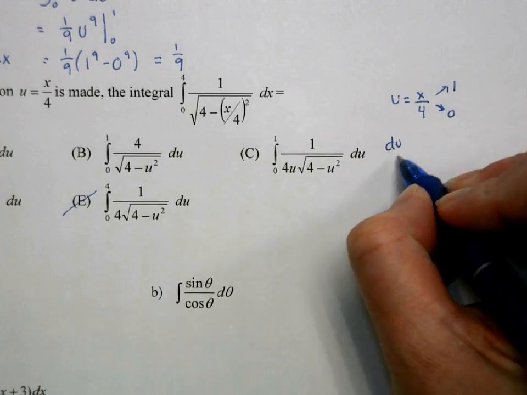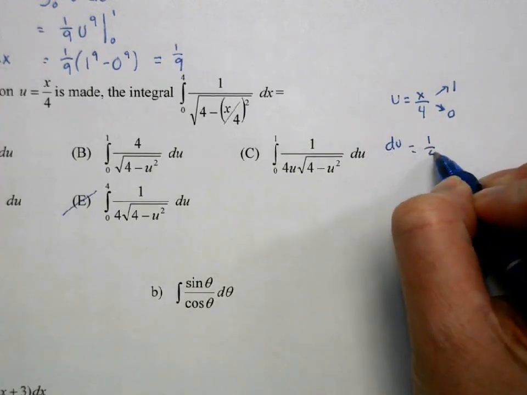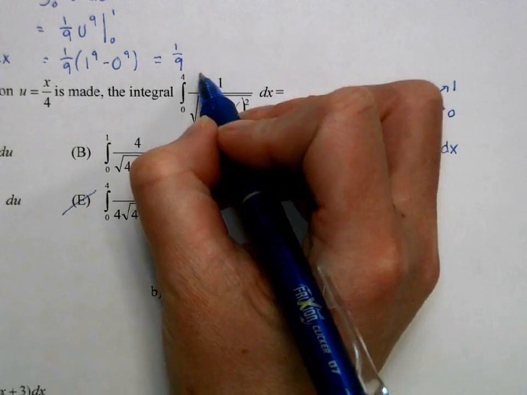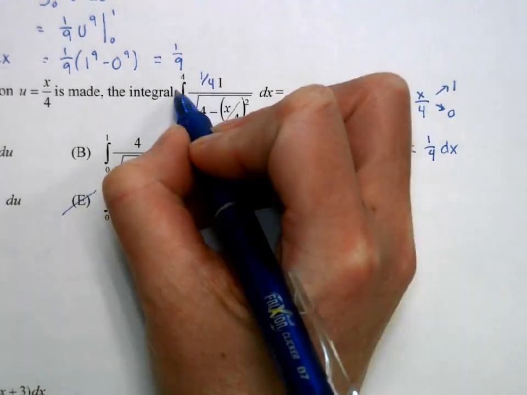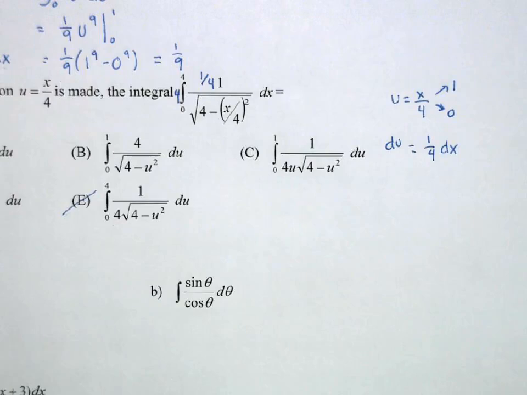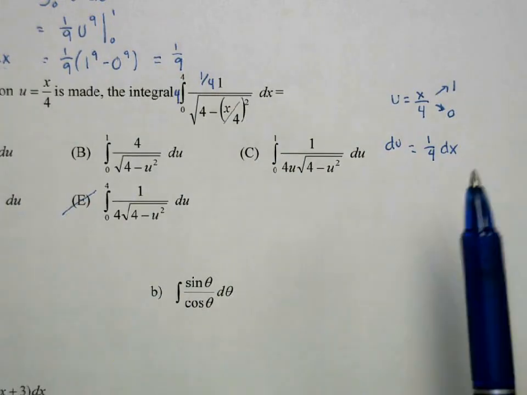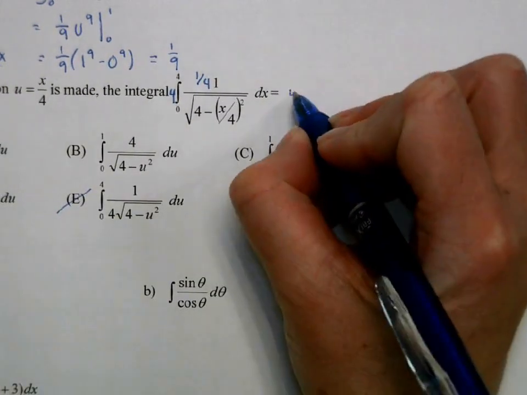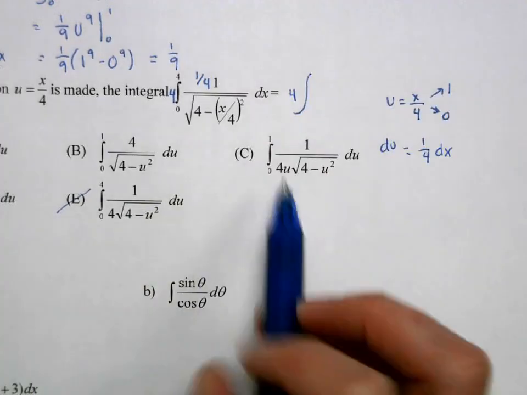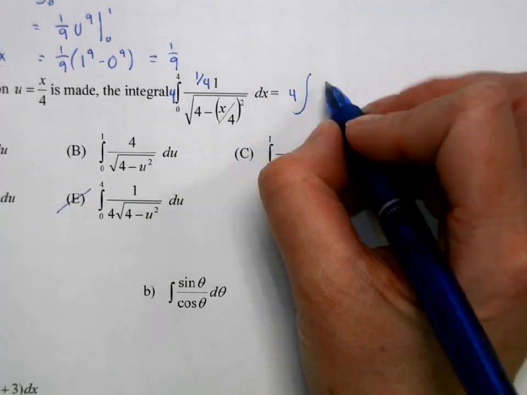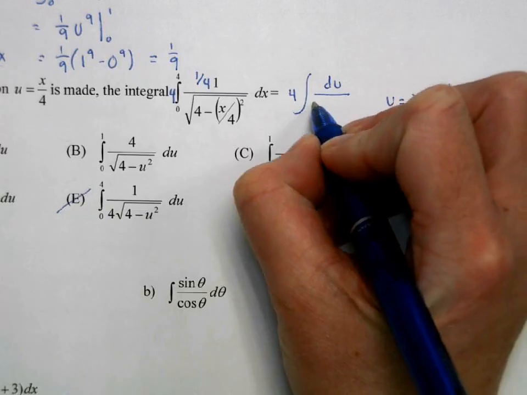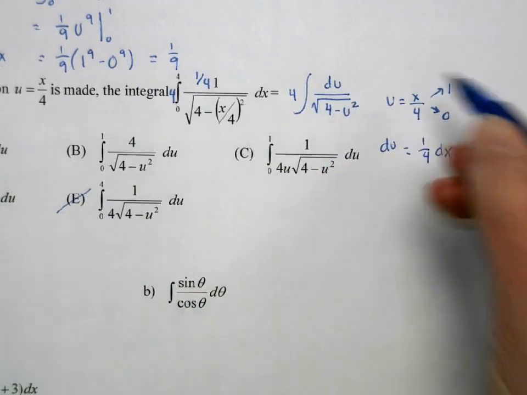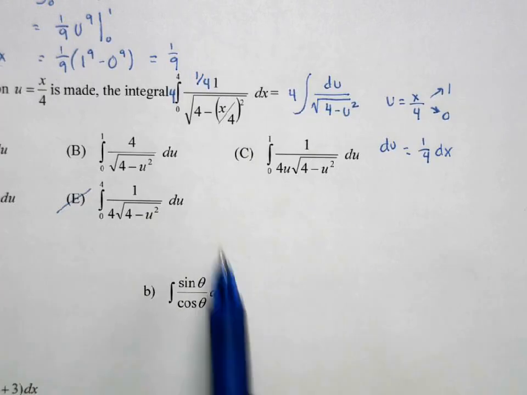My du is going to be 1/4 dx. Okay, so I'm going to put a 1/4 there and then undo it with a 4. So I'm going to have 4 times the integral. The 1/4 dx becomes du. And then I get radical 4 minus u squared. So this is going to match option B.